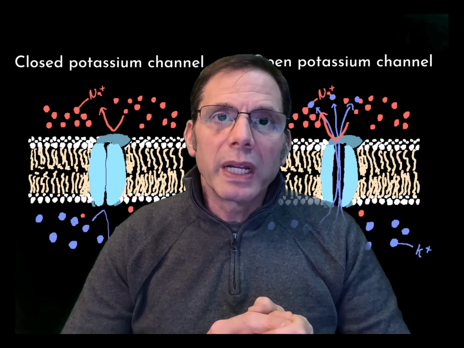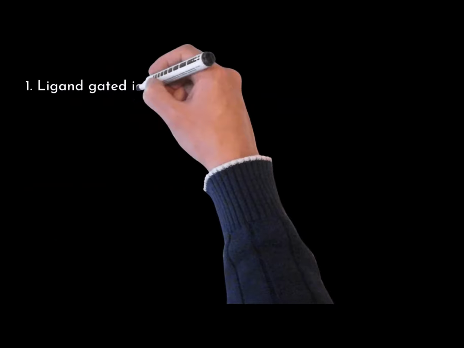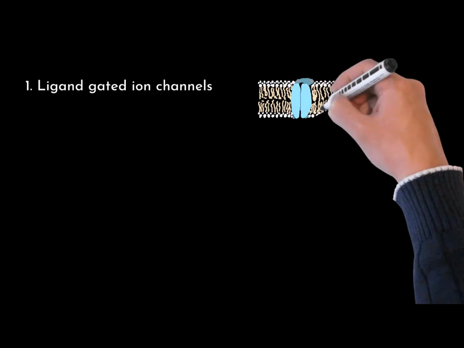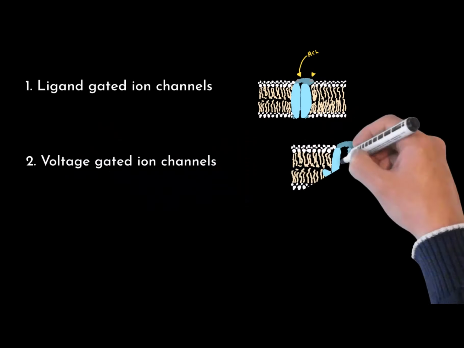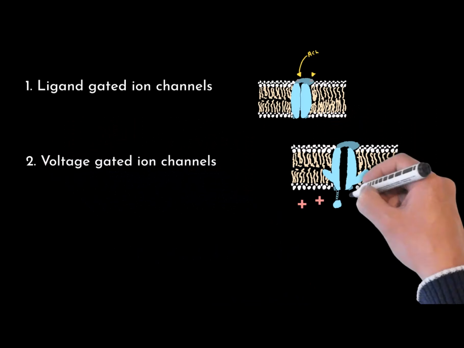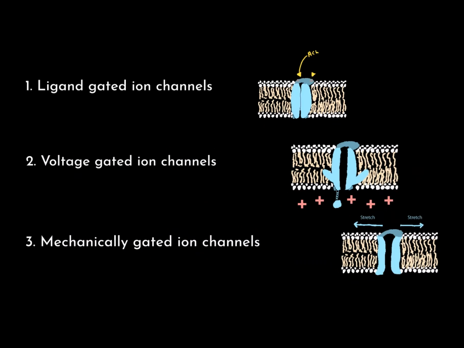There are a few different ways ion channels can open, and we're going to discuss 3 today. We're going to discuss ligand-gated ion channels, which open when a chemical binds to the channel. We're going to discuss voltage-gated ion channels, which open when voltage inside the cell changes. And we'll discuss mechanically gated ion channels that open when the cell membrane is distorted.